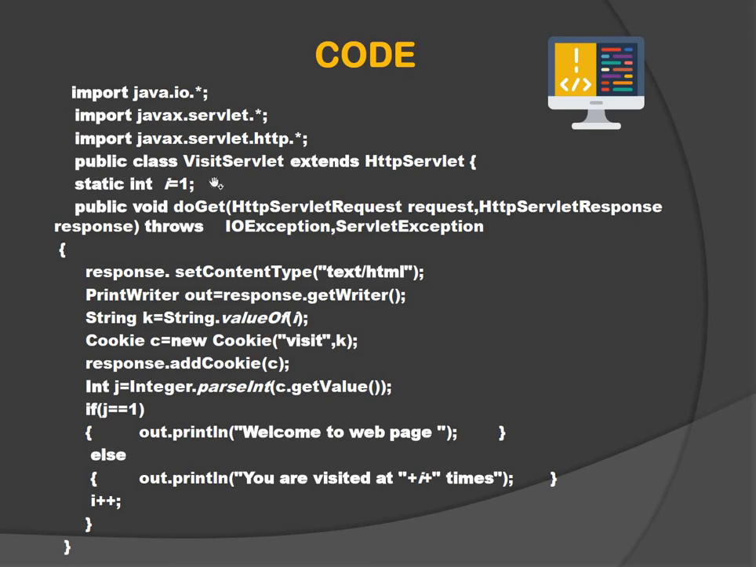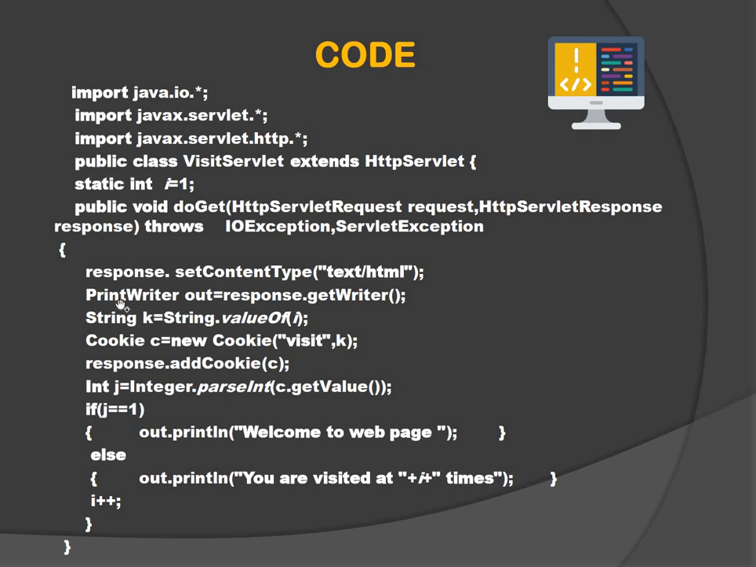This is the import statement, import java.io, and public class VisitServlet extends HttpServlet. Then static int i equals 1, and public void doGet with HttpServletRequest and HttpServletResponse. HttpServletRequest is an interface used for getting the request from the client, and HttpServletResponse is used for sending the response. Response.setContentType text slash html means the servlet dynamically sends the response in HTML format.